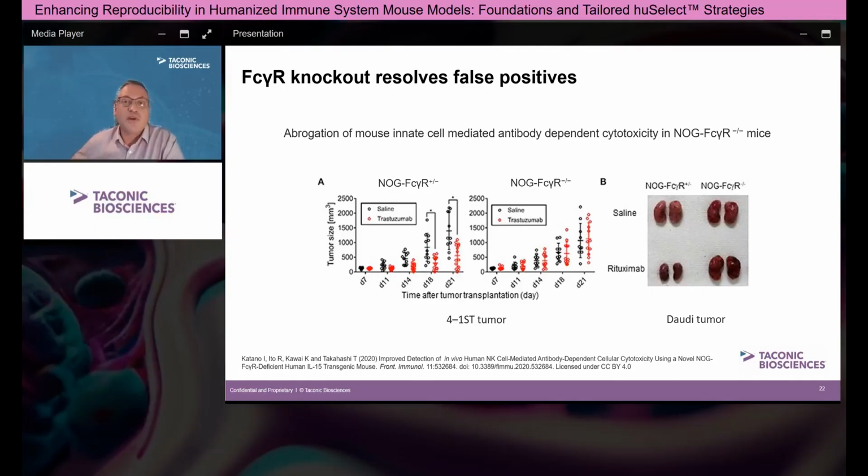So in order to be able to get rid of that false positive, to increase your confidence that what you're seeing is a human effect, we often will recommend using a model like the FC Resolve, which can also be humanized in a very similar way that I have described for the other models.